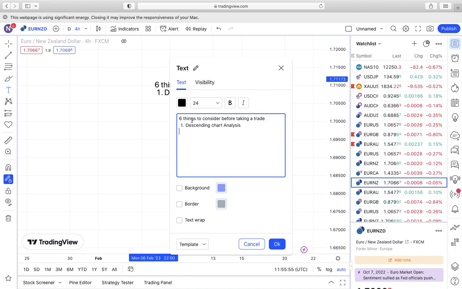Now you have to do what we call a descending chart analysis. You have to chart from the higher time frame, when you are analyzing your market, down to the lower time frame. That one is what I'm talking about, guys. You do a descending chart analysis. When I talk about a descending chart analysis, what should you consider? First thing, you use a trend line.